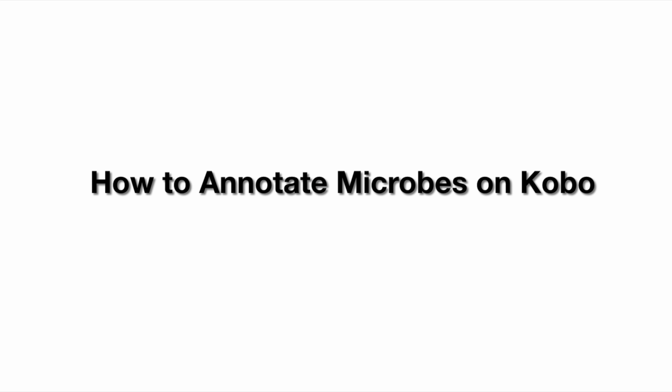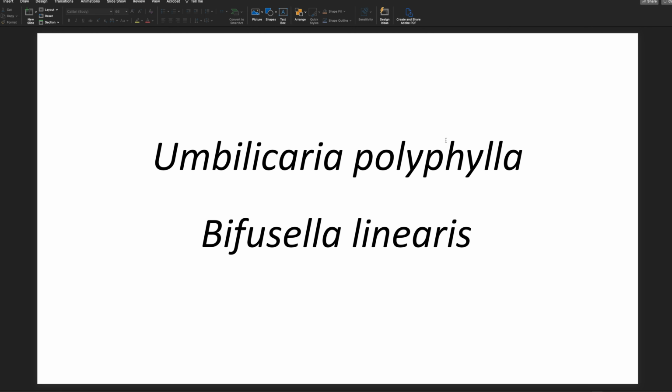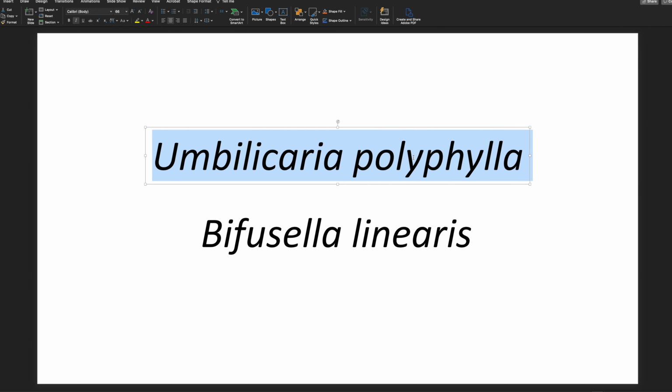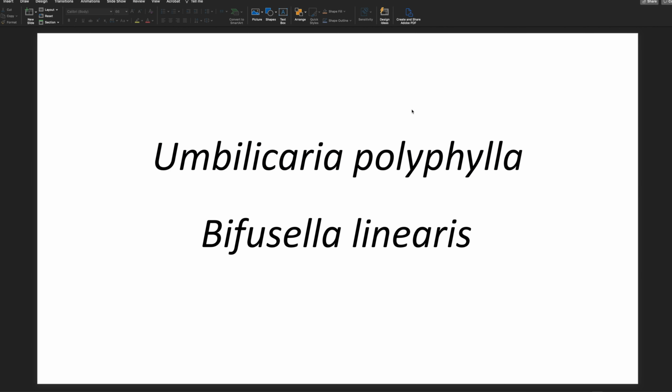In this tutorial, you will learn how to annotate a fungi on the Kobo form. In this case, we have two fungi species. We're going to annotate the first one. I select my fungi, and I'd like to know which is the taxonomy or the lineage of my fungi.